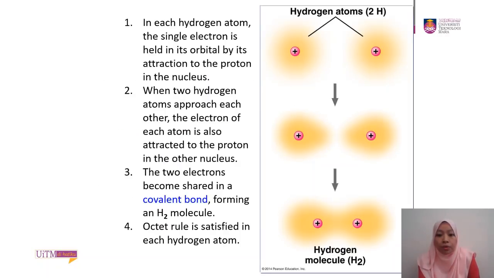All right. So these are examples of how a covalent bond is formed. This is the hydrogen molecule. The hydrogen molecule is formed between two hydrogen atoms. As we can see here, the nucleus carries the positive charge, and then they have the valence electron. The positive charge of the nucleus of this atom will be attracted to this valence electron. Same goes for this one. This positive charge will be attracted to its valence electron. So later, the two electrons here become shared and form a covalent bond. So here the octet rule is satisfied for each hydrogen atom. So here they will have the covalent bond.